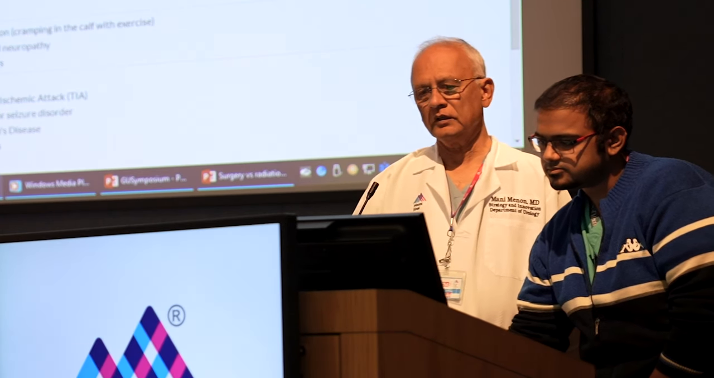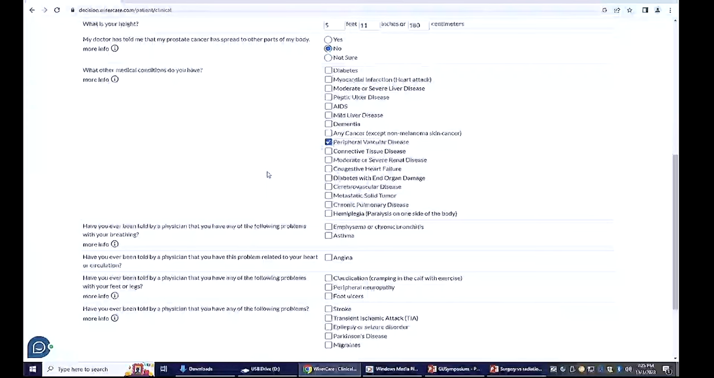So the choices it gives you, and they're doing this because in their analysis, these are the things that affected surgery, not so much radiation. Are diabetes, myocardial infarction, liver disease, peptic ulcer disease, AIDS, mild liver disease, dementia, any other cancer, peripheral vascular disease? Is that what you want to put in? Peripheral vascular disease? Let's put that in. Renal disease, congestive heart failure, diabetes with end organ disease, metastasis from another cancer, diabetes with endocrine. No, this only if you have diabetes up top. Okay. All right.